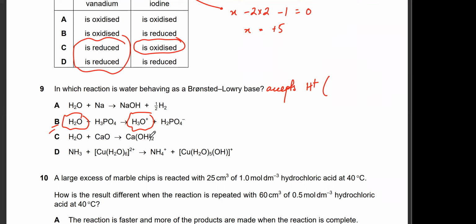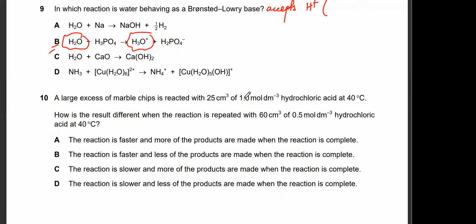Water था, it turned into OH minus, so it lost an H plus one ion. Water था, यहाँ पे it's not, this is a redox reaction, this is not an acid-base reaction. यहाँ पे भी water is behaving as an acid. Water था, and it turned into OH minus, so it basically lost an H plus one ion. ठीक है?